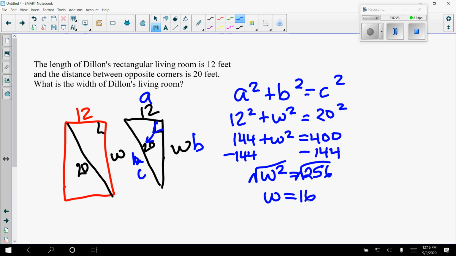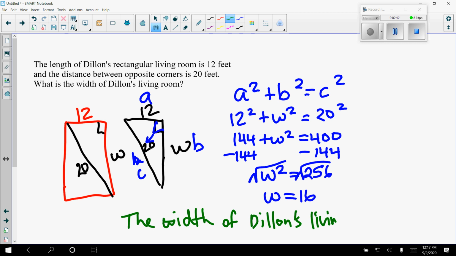That doesn't really answer the question though, because it's a word problem. So what I actually want to say, and I'm just rewording the question here, is: the width, the terrible W, of Dylan's living room is 16 feet. Okay? So that would be my final answer. I'm sorry that the writing is not always the best.